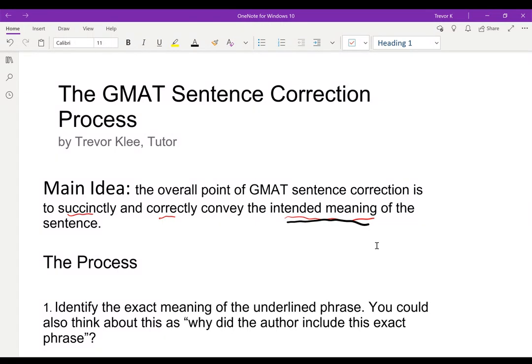So in a previous video, I've covered the importance of meaning and also of parallelism. Here I'm talking about infinitives and participles, which is a really important part of grammar that a lot of people get mixed up on.